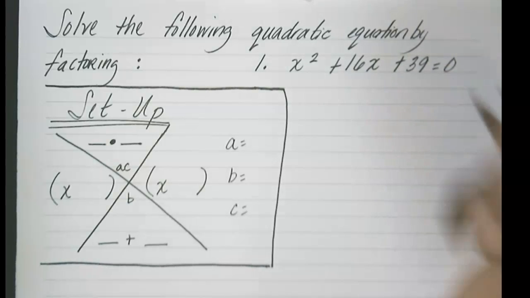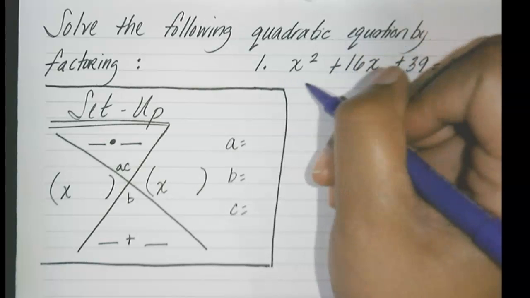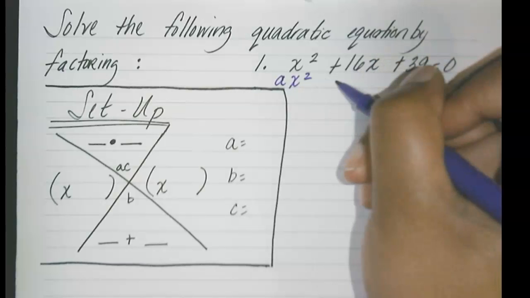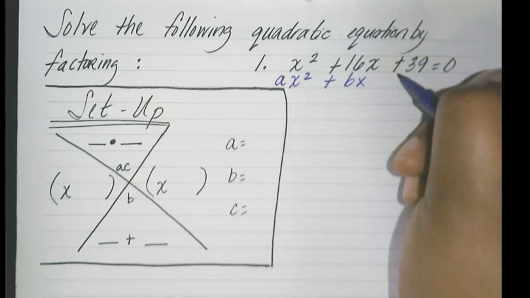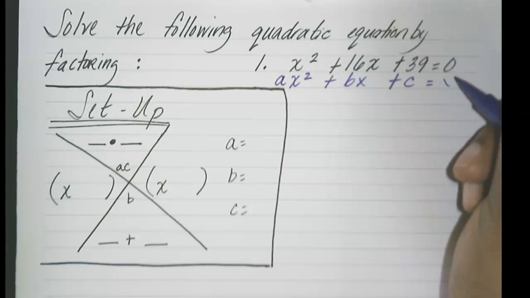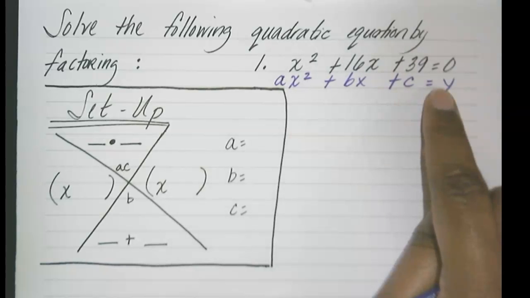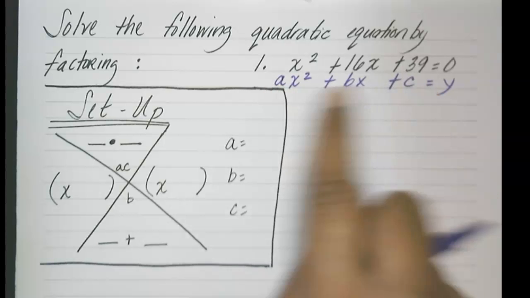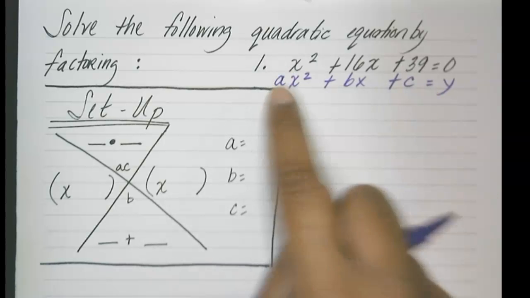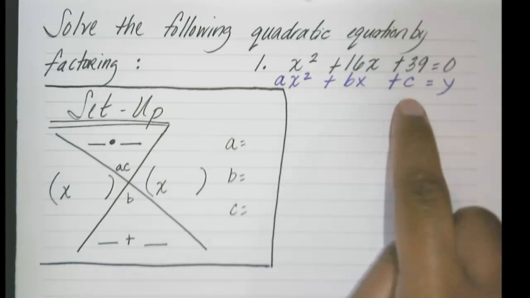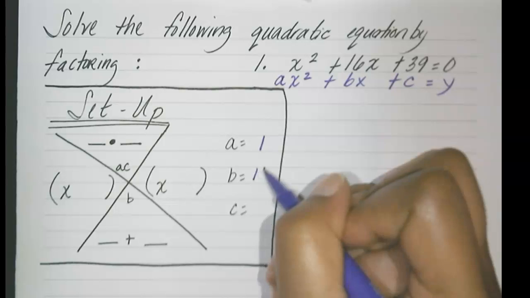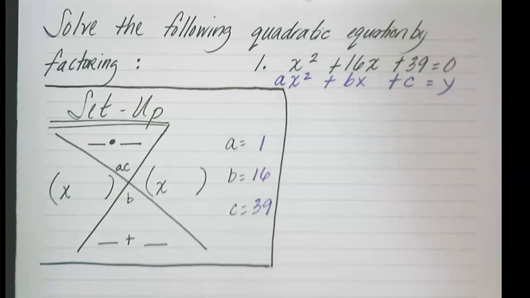Just to review in case you are new, A, B, and C come from standard form for a quadratic equation. If you have your equation in standard form, you can always identify what is in the place of A, what's in the place of B, and what's in the place of C. In this case, we have 1, 16, and 39. If you need some help with getting those numbers, let your teacher know.